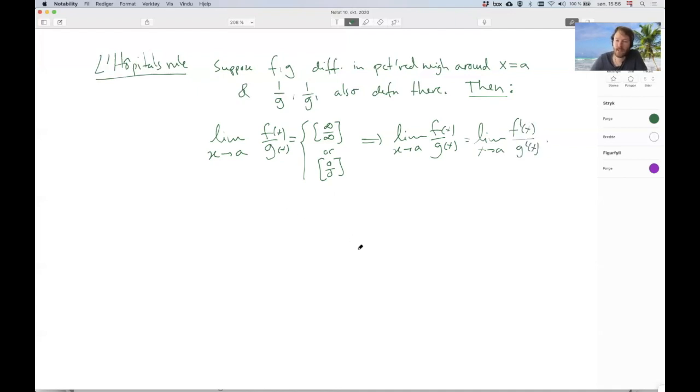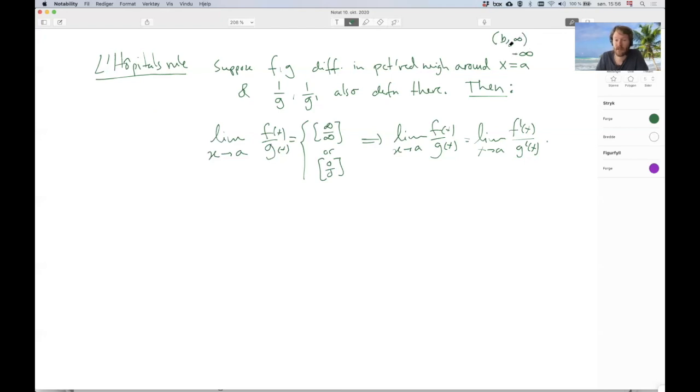Now this result here has a lot of cases because it's also okay for a to be equal to infinity. What do we then mean by f and g defined in a punctured neighborhood around infinity? Well, basically we just mean that these guys are defined on some interval of the form b to infinity like this. So we can take the limit as x tends towards infinity.